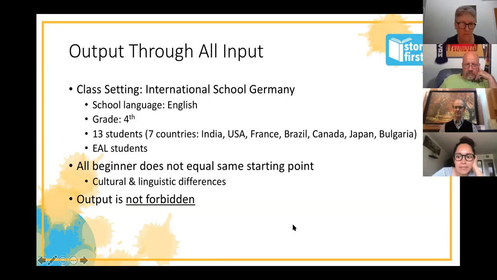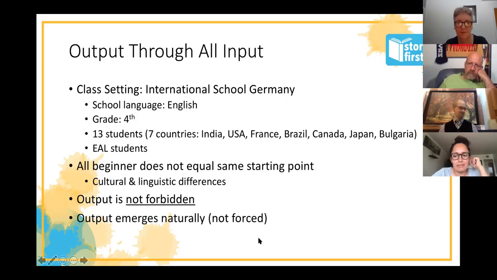So in my class, output is not forbidden. When I say it's an all input class, I'm not standing there and smacking people on the hand when they're talking. Of course, I want them to try and speak German if they want to. I'm happy if they trust me to take that step. But, and this connects very nicely with last week with Dr. Krashen's speech, it is not forced. It emerges naturally, and the room is given for it to emerge naturally.